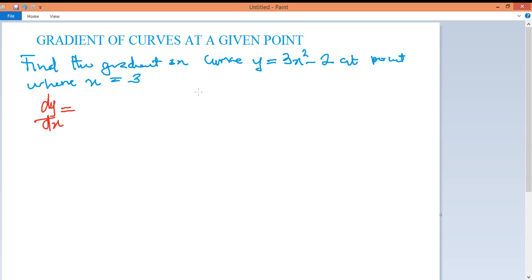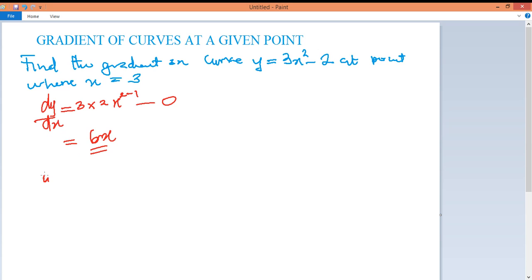So in this instance, we're going to have 3 multiplying the power 2, and then the power will drop by 1. So 2 minus 1. And then we'll have minus 0. This becomes 0. So this becomes 6x. So this is the gradient function.